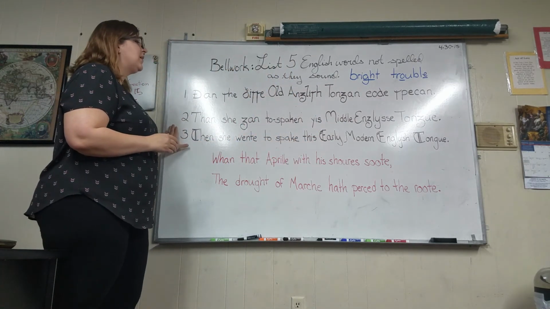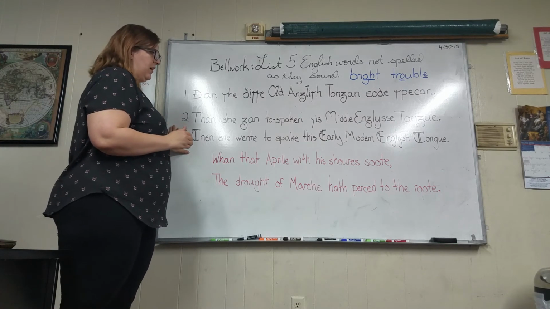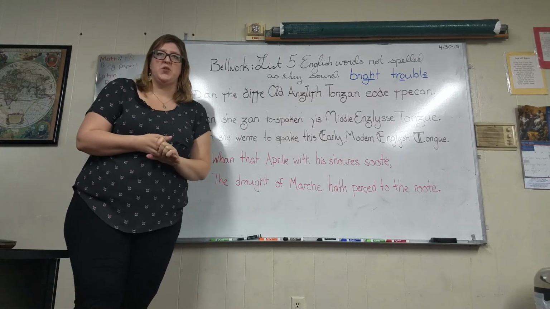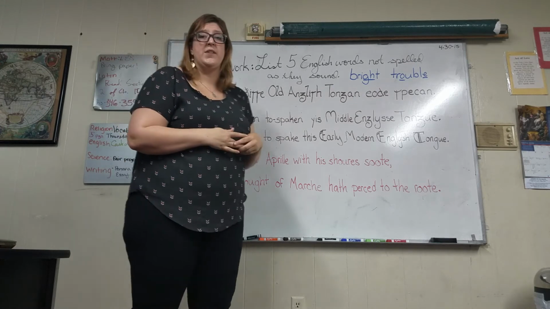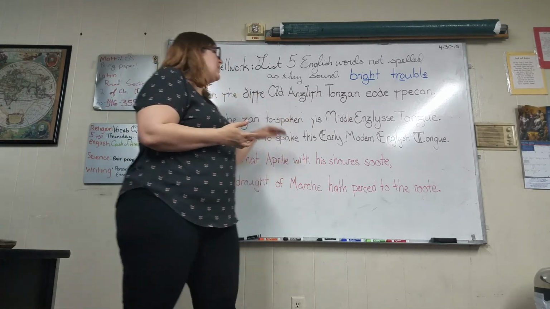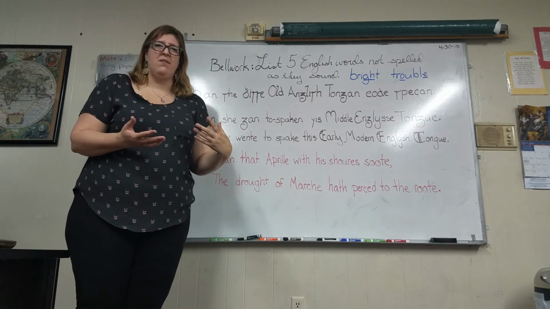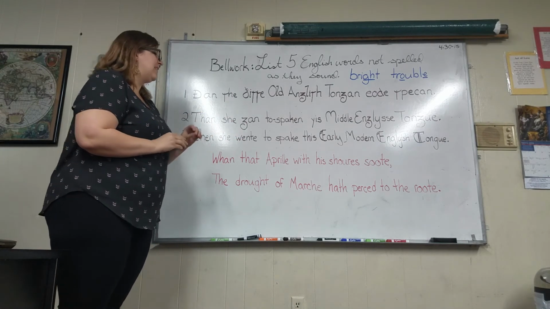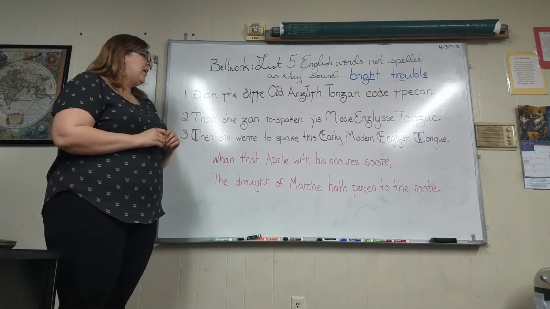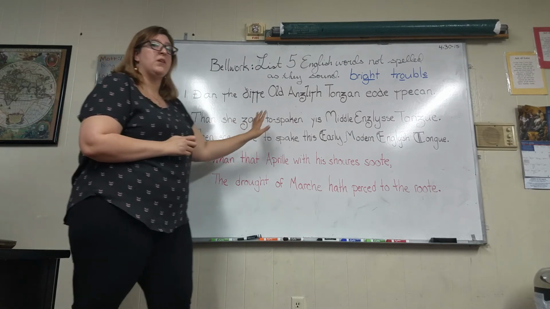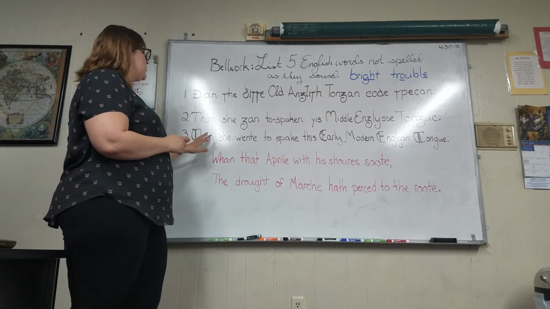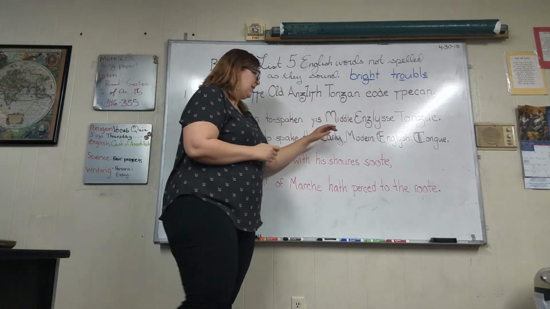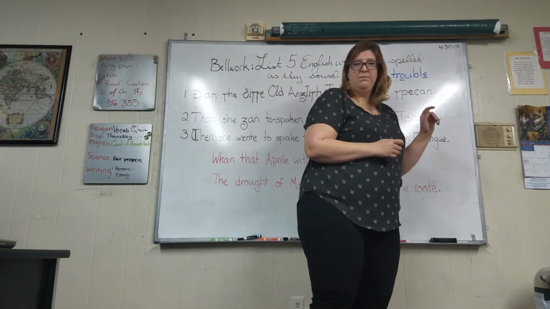Then we get into early modern English tongue. Now this is what Shakespeare spoke in the 1600s. And compared to the rest of them, this is pretty easy. It's still strange to us, but we can recognize a lot more of the letters and the grammar. Again, we want to pronounce every single syllable. So, then she went to speak this early modern English tongue.